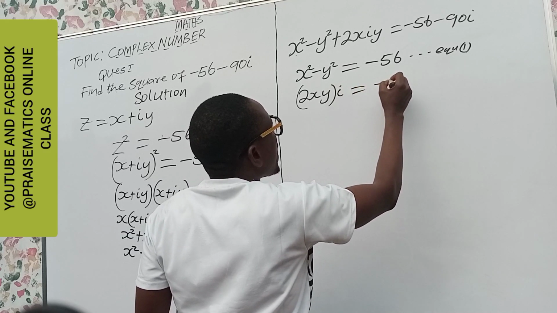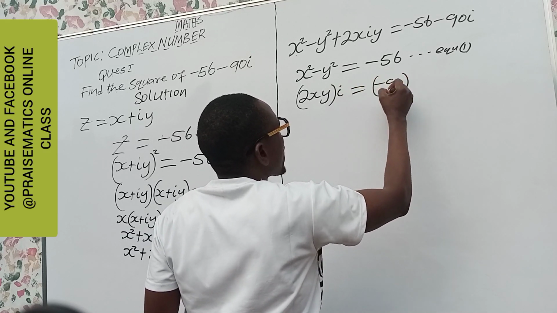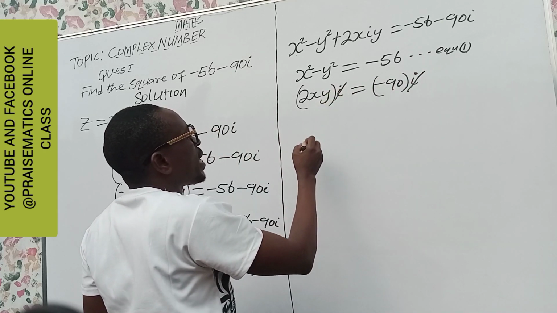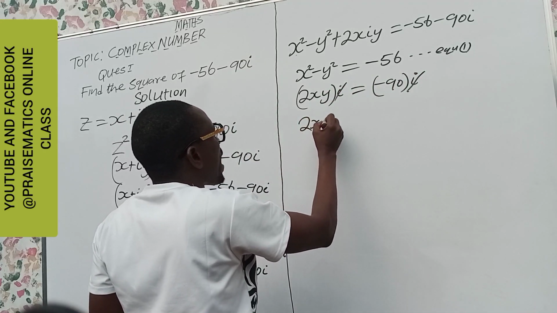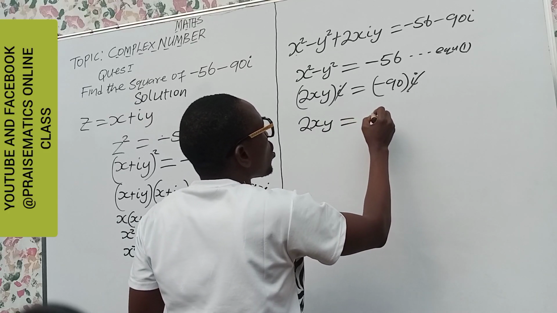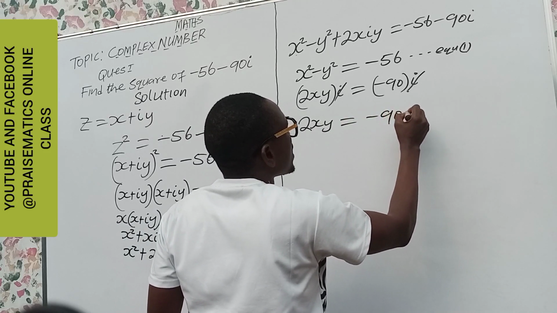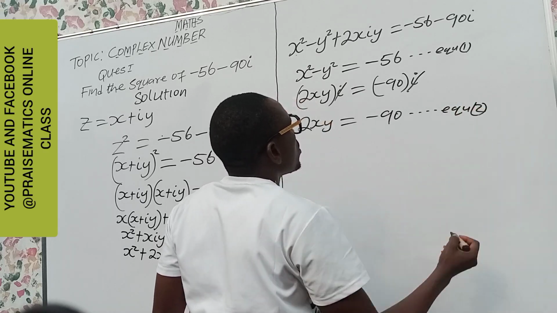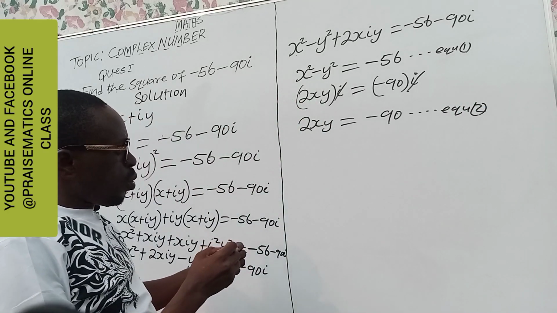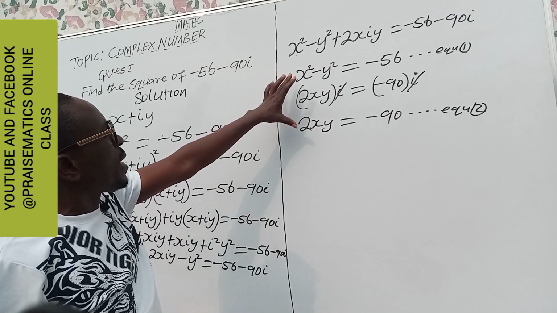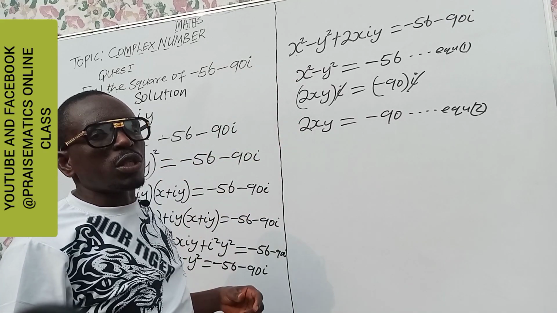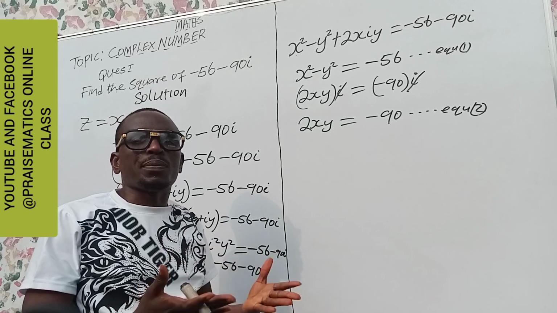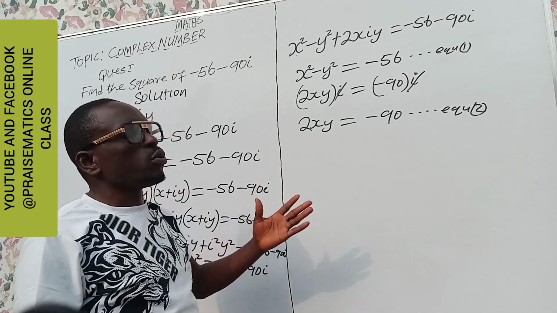Now the second one, we have the imaginary part, which is 2xy times i, equal to minus 90 times i. This i will cancel this i. We are left with 2xy is equal to minus 90. Call it equation 2. So now we are going to solve equation 1 and equation 2 simultaneously. How do we do it? We can use the substitution method, and that is what we are going to use.